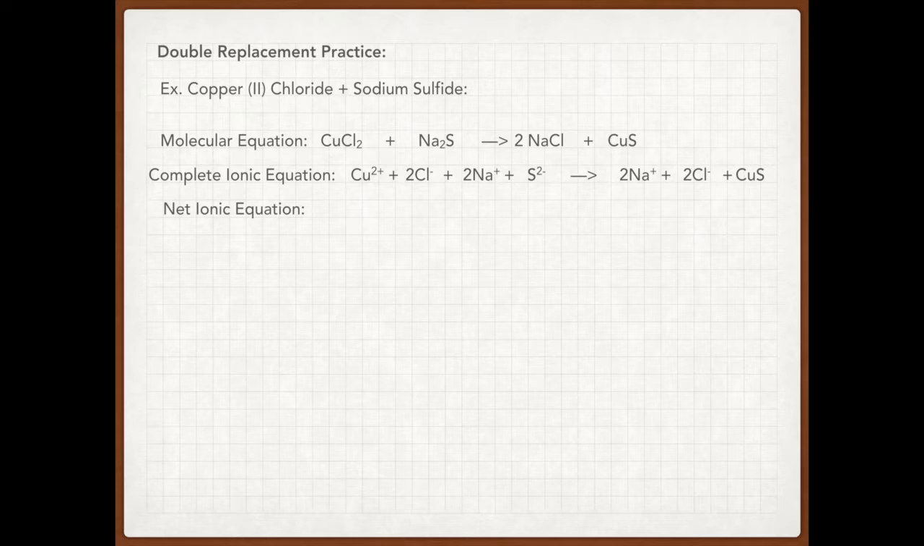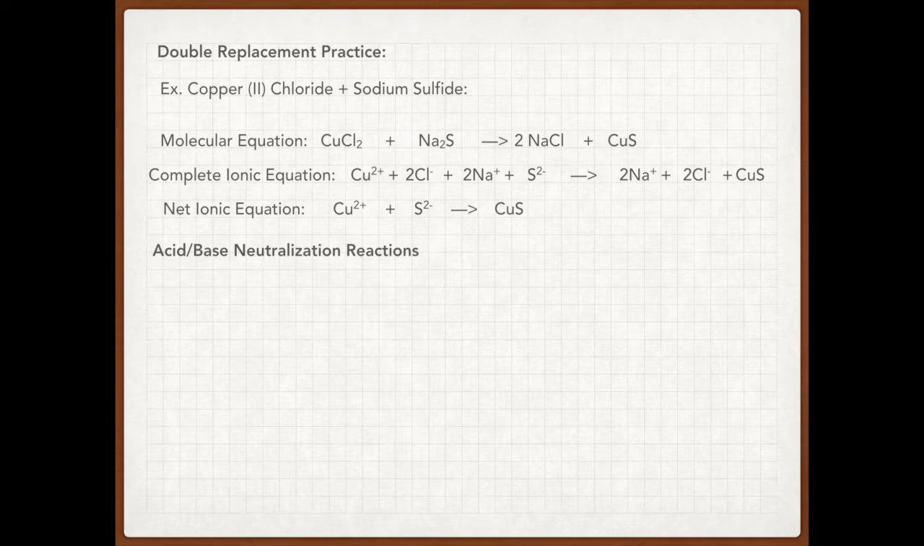And so once I eliminate those spectator ions, my net ionic equation is whatever is left. So I've got copper ions, I've got sulfide ions, and that produces copper 2 sulfide. And that's my answer. Now, the other type of double replacement reaction that we're going to talk about and we're going to use extensively at the end of this class are acid-base neutralization reactions.